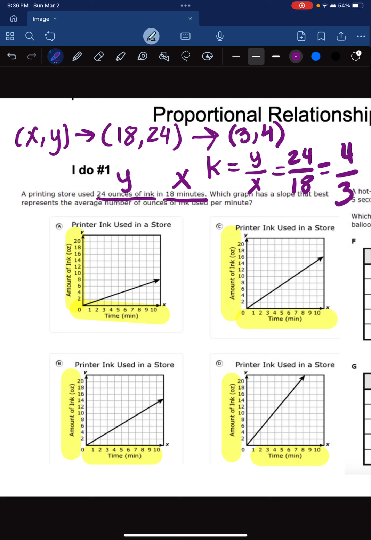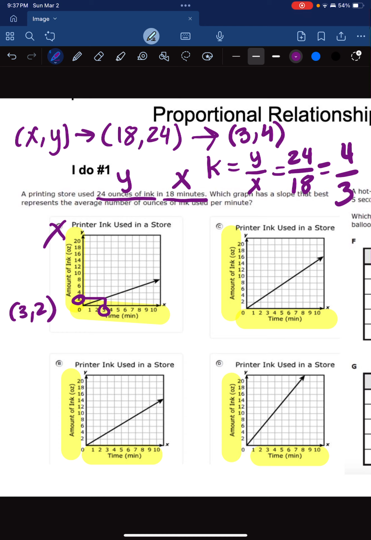So my next step would be to go through each graph, and I'm going to circle 3 on my x-axis, and I'm going to go all the way up to the point where I reach this line, and then I'm going to go to the side. Notice the coordinate for this graph is 3, 2. Remember, we're looking for 3, 4. So this could not be my answer. Now I'm going to go to B.